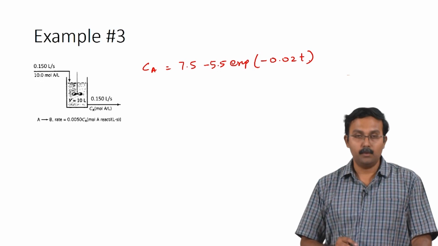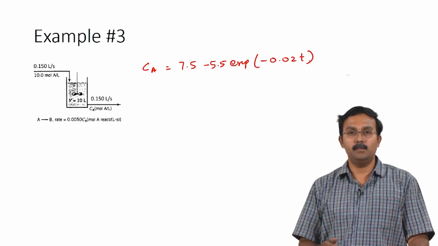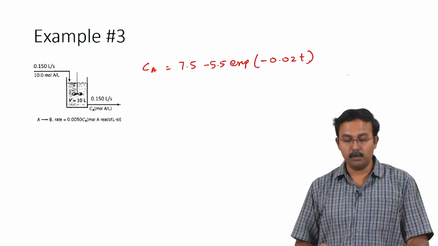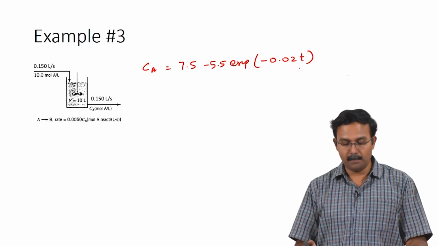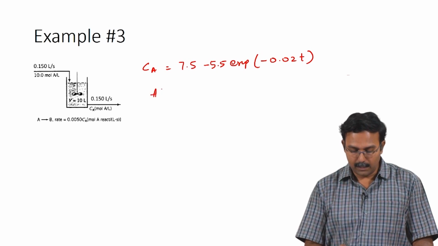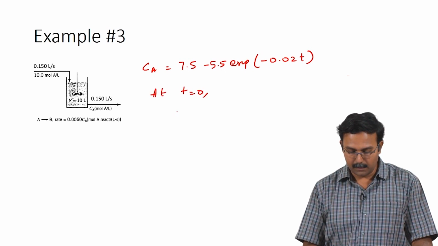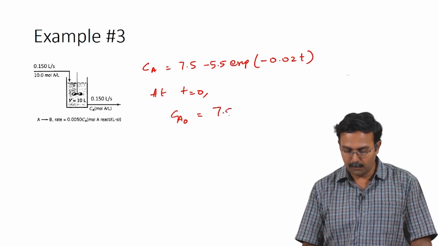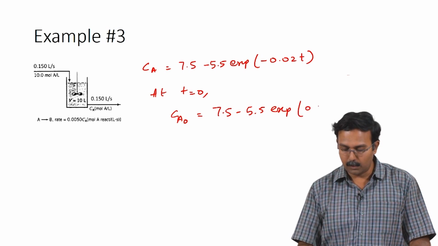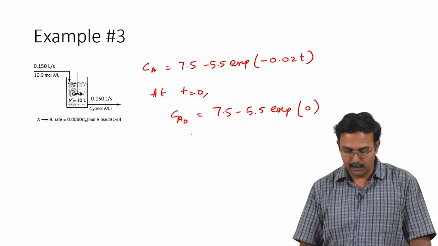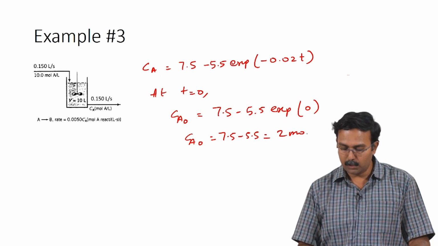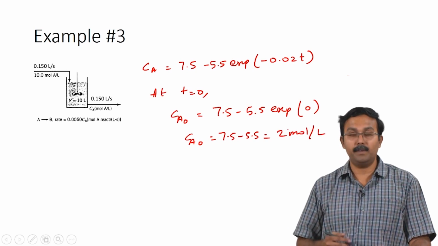We can verify this as well. All we need to do is differentiate this equation or substitute the initial condition. The initial condition was at time t equals 0, Ca was 2. At t equals 0, you would have Ca naught equal to 7.5 minus 5.5 times exponential of 0. So Ca naught equals 7.5 minus 5.5, which is equal to 2 moles per liter. So we are able to verify and get the correct answer.